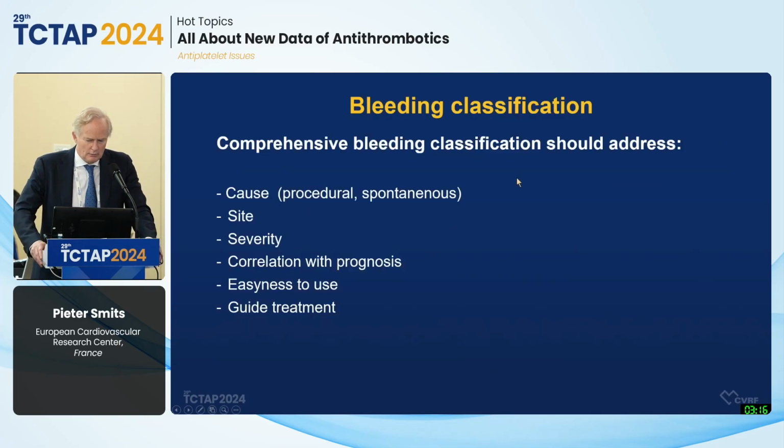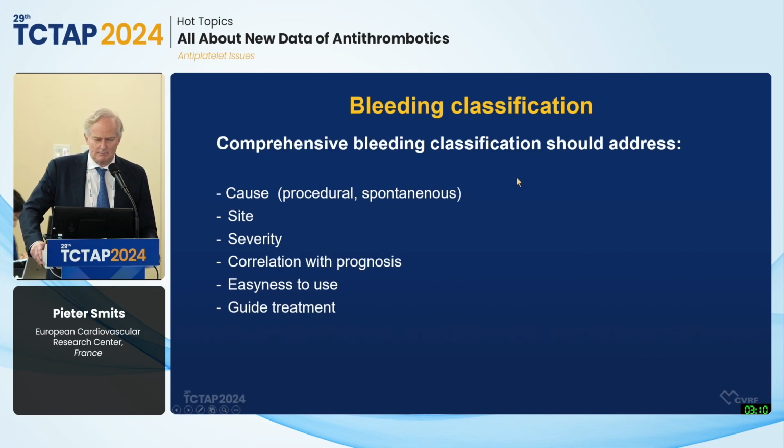So why is it so important we speak the same language? If you look at the bleeding classification, it should at least address many things. It should address the cause, whether it is procedural or spontaneous. It should address the site, whether it is access or non-access, or whether it is compressible or not compressible. The severity, should it have impact on life or on functional status, and should it impact treatment. It also should correlate with prognosis.